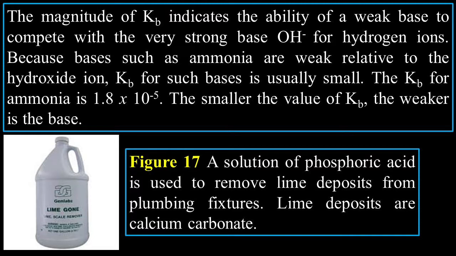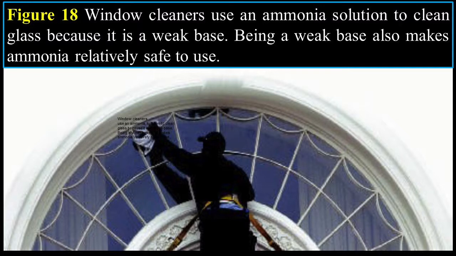Figure 17, a solution of phosphoric acid is used to remove lime deposits from plumbing fixtures. Lime deposits are calcium carbonate, and that's generally from water. Water can have calcium carbonate that precipitates out onto the piping and can cause some difficulty for the person using those pipes, for instance, showers, etc. Figure 18, window cleaners use ammonia solution to clean glass because it is a weak base. Being a weak base also makes ammonia relatively safe to use.